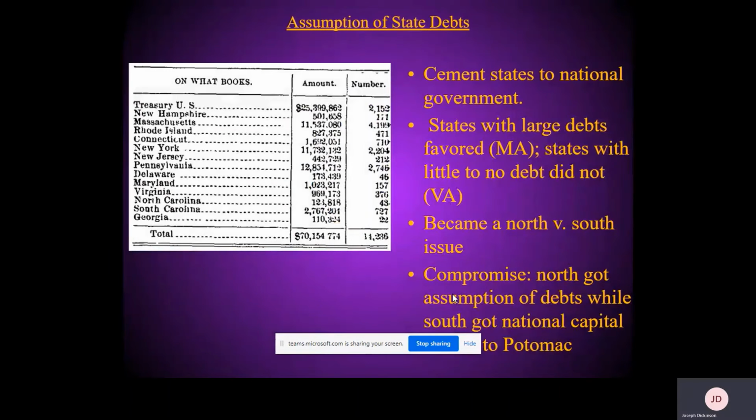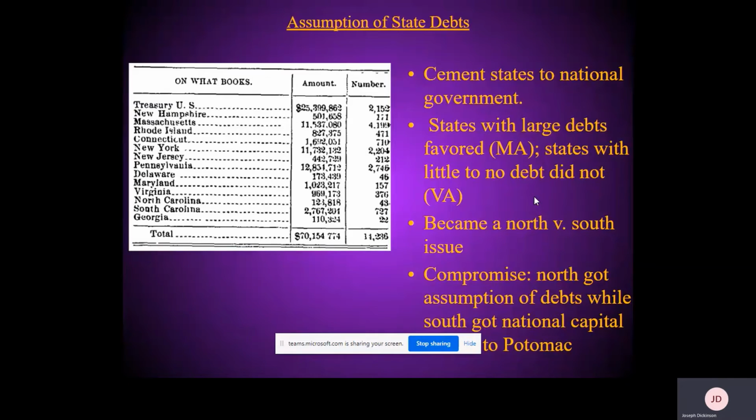All right, so assumption of states' debts. They want to cement states and national government, meaning that everybody will fall under the national government. States with large debts would be like Massachusetts, New England for the most part, New York, Rhode Island, New Hampshire. All those states are in large debt. So they want the help of the states in the South, Georgia, the Carolinas, and Virginia. They want them to come in and pay for it. The southern states are not a fan of this. It'll become a North versus South issue.